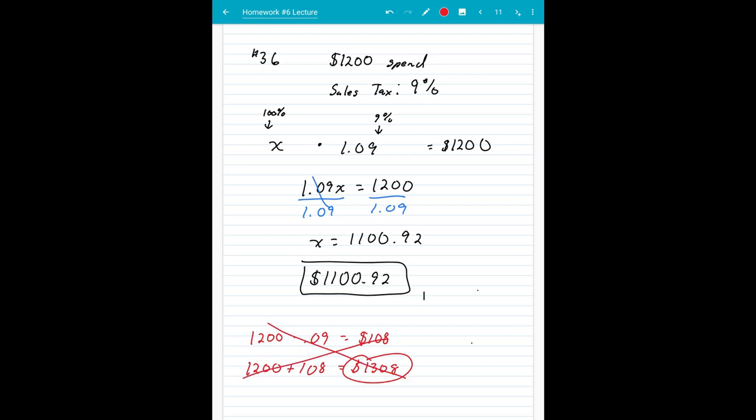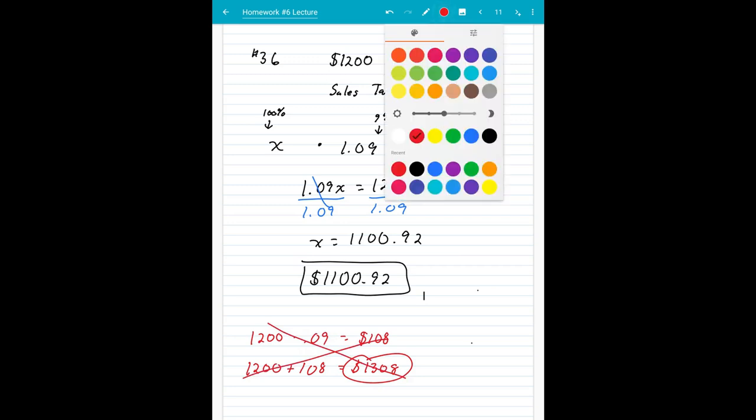All right. That's enough of percentages. Let's move into food cost and yield percentages. So let's talk about food cost. Number 37 is saying a restaurant is selling an entree for $25. And the cost to prepare that entree is $7.50. What is the food cost percentage? That's what we need to figure out.